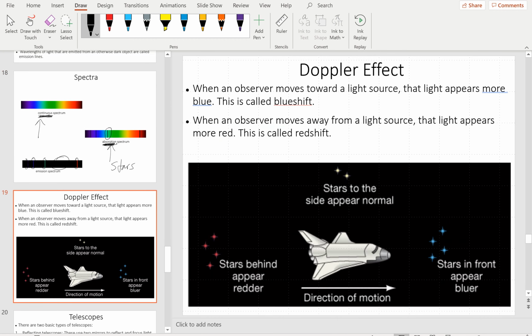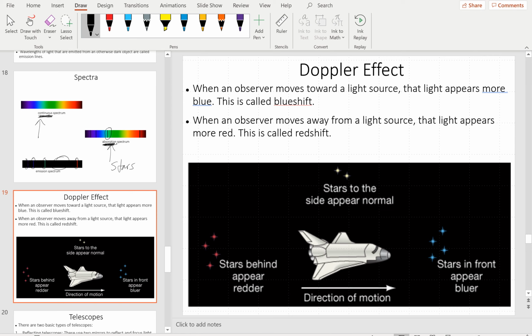While we're on the topic of light, we should discuss one really interesting effect that we observe light to have, or property maybe is a better way of saying it, property that light has, and that is called the Doppler effect. And this is really important when it comes especially to the expanding universe. We will get to this when we do cosmology at the end of the course.